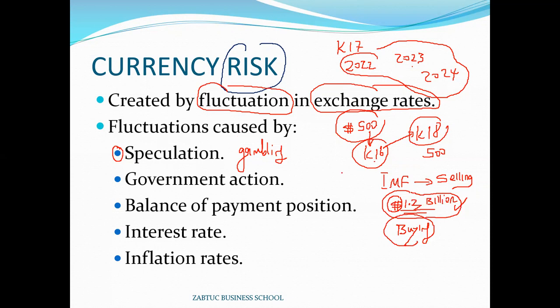These people call them speculators or gamblers. The government action also, sometimes when the currency depreciates too much, the government may move in to save the currency. So the government may buy the kwacha, or they may sell the dollars. That's government action. Balance of payment.